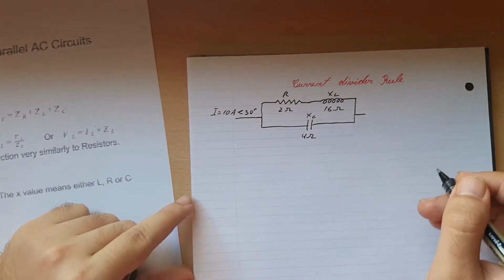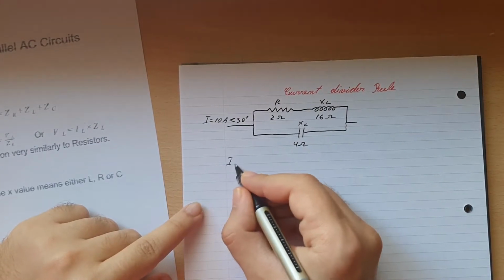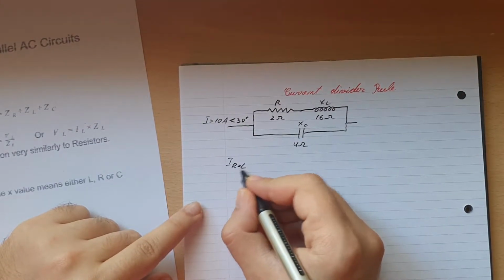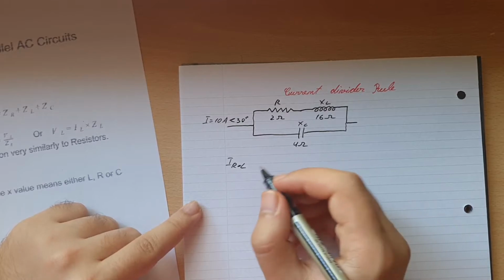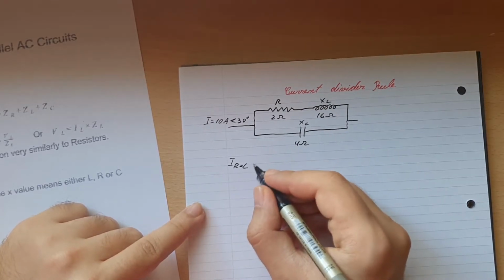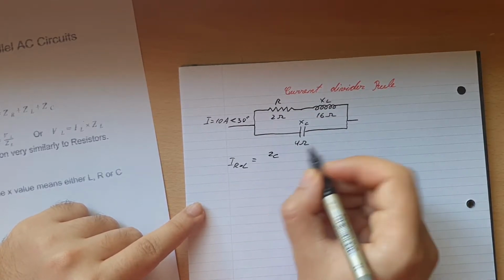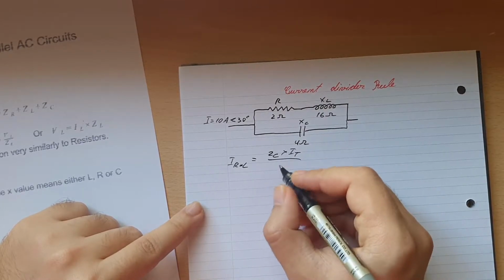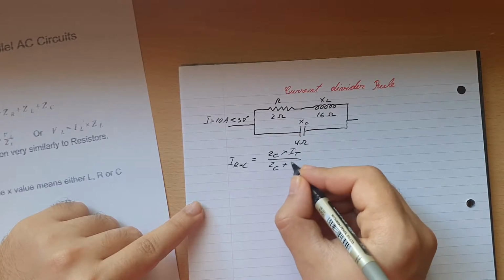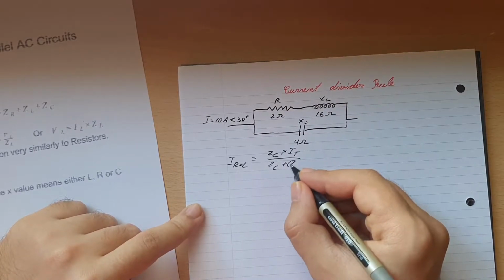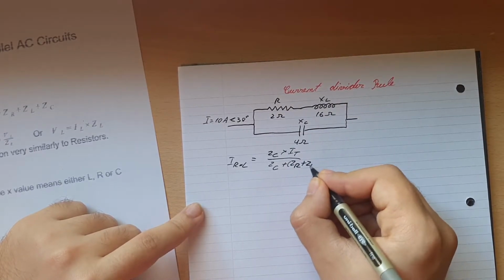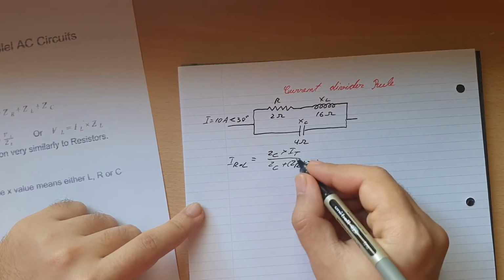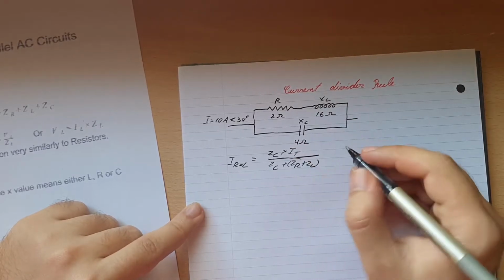So the way we can write it as I_RL, because the resistor and inductor are in series, so I'll just put a line between them. It's equal to ZC, the capacitor, multiplied by IT over ZC plus, and then we do a bracket, ZR plus ZL, because you add both of them, because they are connected in series.